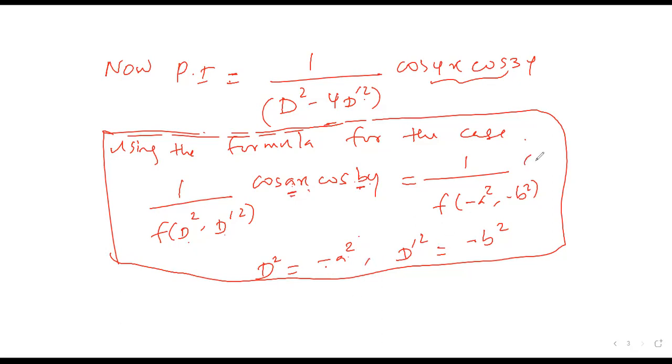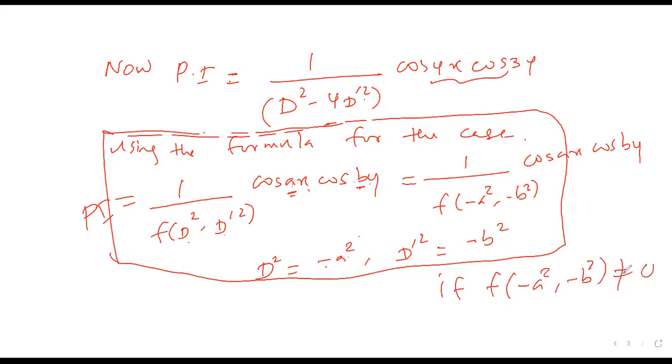So this is the idea. Here you can put cos ax cos by, so this is our particular integral for this case. I will give you all the cases after this. Using this, also if f of minus a squared, minus b squared is not equal to 0. So this is also one of the conditions.